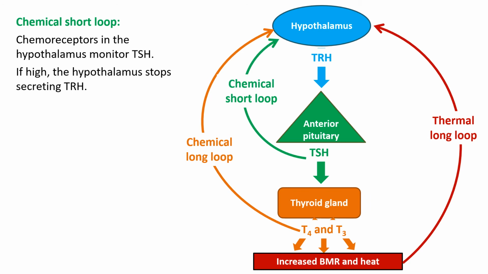We have one short loop. So this is our 3rd loop. It's a chemical short loop. We don't have any more thermal loops. They're all chemical now.